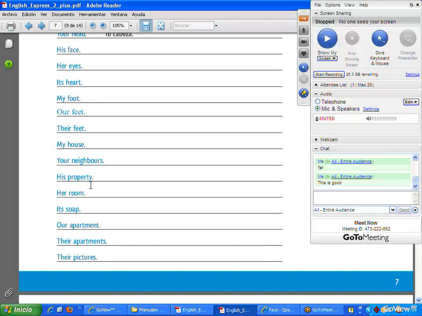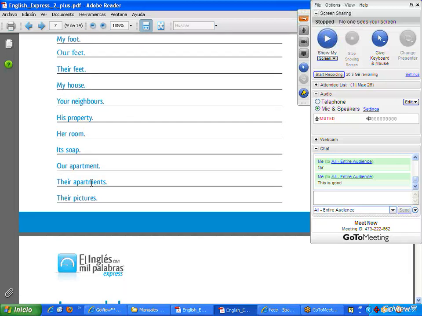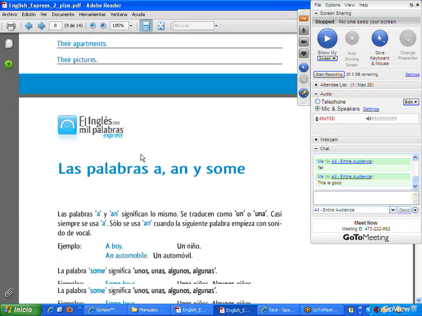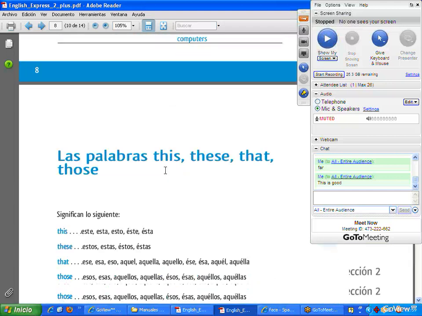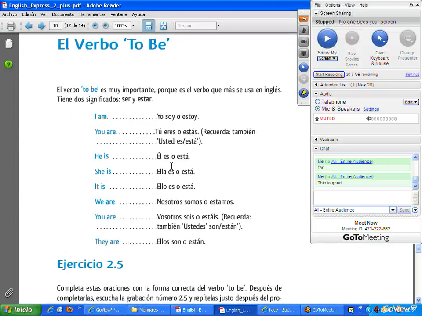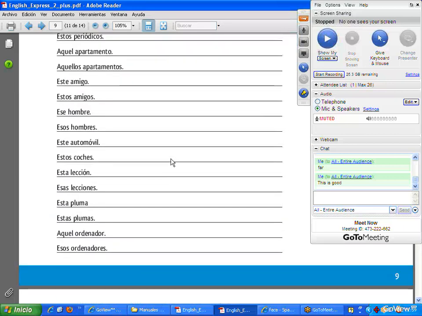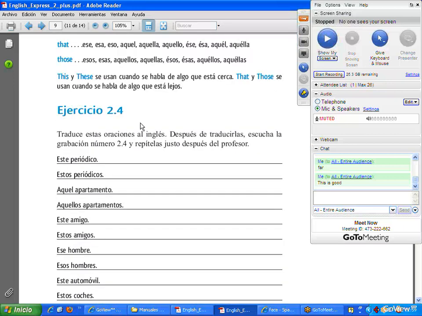What does this say? Este periódico. This newspaper. Estos periódicos. These newspapers. Okay? Say, aquel apartamento. Aquel. Look here. We say, oh, that apartment. Aquellos. We say, those apartments.